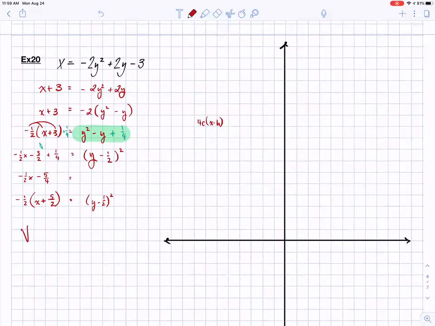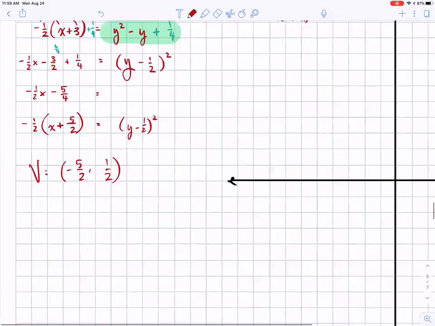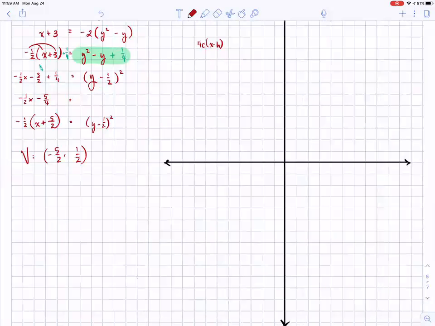What's my vertex? -5 halves. What's the other piece? 1/2. Okay, so there's the vertex. Let's go put it on the graph. Where is -5 halves?